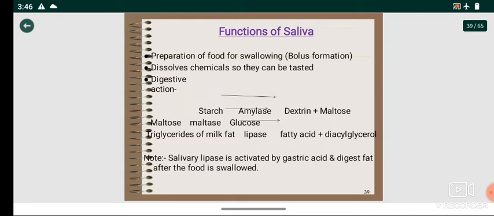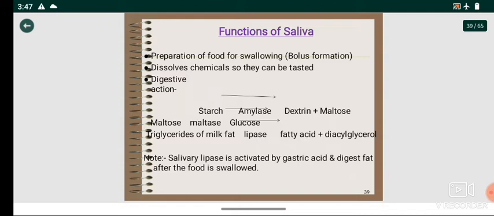So we could say the digestion of carbohydrate starts within the oral cavity only, and this is the reason when we continue chewing for a much longer time, the sweetness of that particular food can be sensed within the mouth just because of the production of this glucose from that starch.